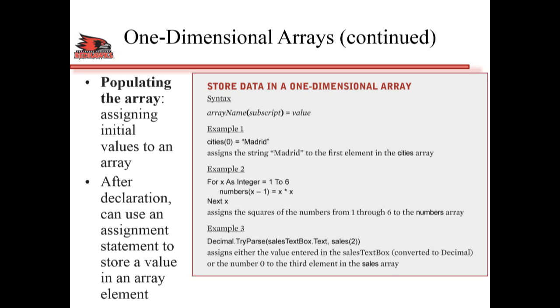And then you can put cities(1) equals some other city. So you can do it like that. Or if there's a certain pattern in your population of the array, then you can use For loops or any kind of loops. That's example 2. The counter is x and it goes from 1 to 6, and numbers(x - 1) equals x times x, or x multiplied by x, which is x squared. So it assigns the squares of the numbers from 1 through 6 to the numbers array. And it's x minus 1 because the first element in the array has a subscript of 0.